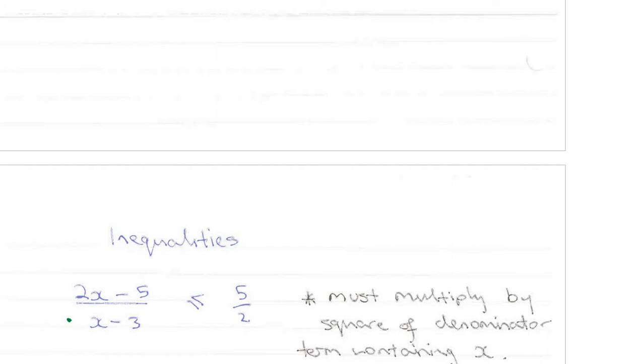If we have an unknown as a denominator, because we don't know whether it's positive or negative, i.e. we don't know whether we have to change the sign of this inequality, then we have to multiply by the square of the denominator containing x. The reason is, when you square any number, we know it's positive. If we're multiplying by a positive number, and we know it's positive because it's a square, then we don't have to change the sign of the inequality. So that's the trick to this question.